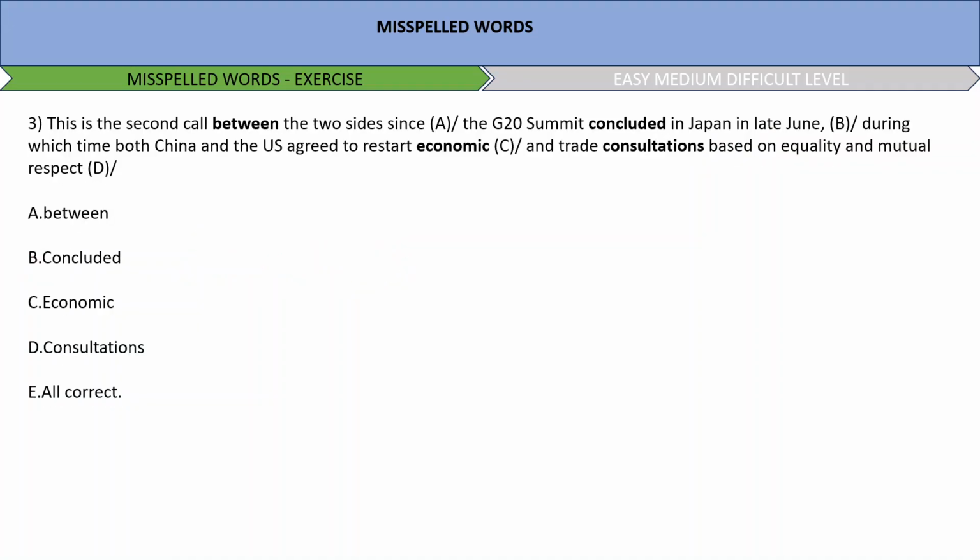Okay, next, this is the second call between the two sides since the G20 summit concluded in Japan in late June, during which time both China and the US agreed to restart economic and trade consultations based on equality and mutual respect. Between, concluded, economic, consultation. I think all the answers are correct, and hence we should go with option number E, all correct.